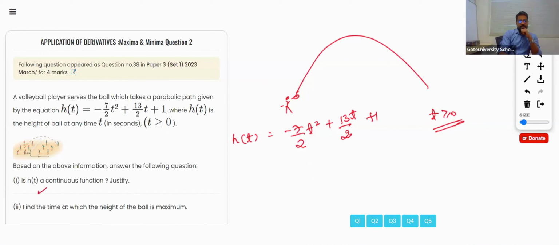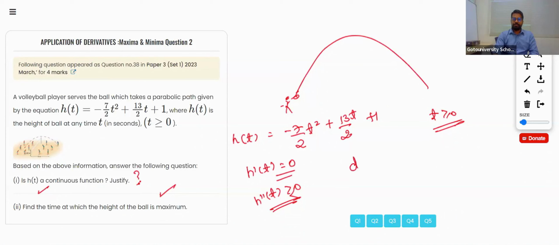Is h of t a continuous function? That we are not going to discuss in this chapter. We are going to talk about only finding the time at which the height of the ball is maximum. If the height of the ball is maximum, first thing is the differentiation with respect to time t has to be 0. Then verify the double dash of this is greater than 0 to be minimum or less than 0 to be maximum, right? That's what you have to check.